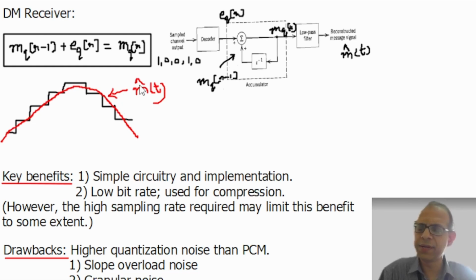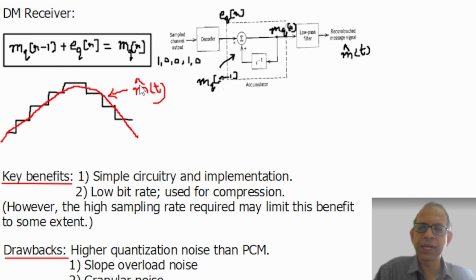So the key benefit of a delta modulator is its simple circuitry, because it just requires 1 bit for quantization. So its circuitry is simple, and therefore its implementation is simple. Further, because of 1 bit representation, it results in a very low bit rate, and it is therefore also used for compression. It may be noted here that though we get compression in the sense that we are just using 1 bit for representation, for effective implementation of a delta modulator we need a high sampling rate, much higher than the Nyquist rate, and therefore this benefit is limited to some extent.